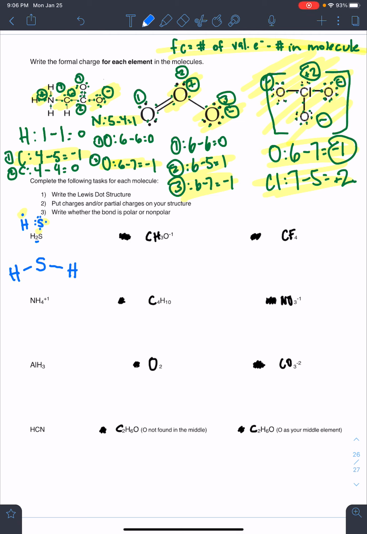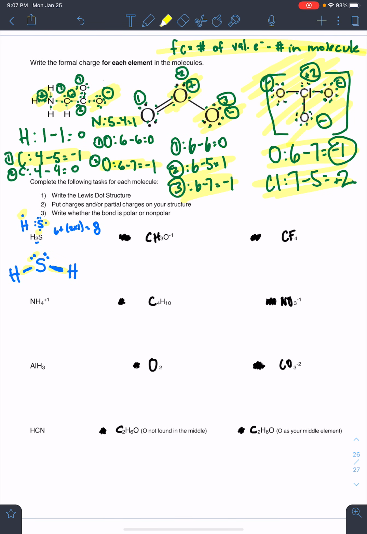We also know there needs to be 8 valence electrons around our S. So S is going to have 2, 4, 6, 8. We also forgot to do our valence electrons at the beginning. So this problem is going to have 6 plus 2 times 1, so it's going to have 8 valence electrons. Let's make sure we have 8. So we have 2, 4, 6, 8. So this is your structure for H2S.